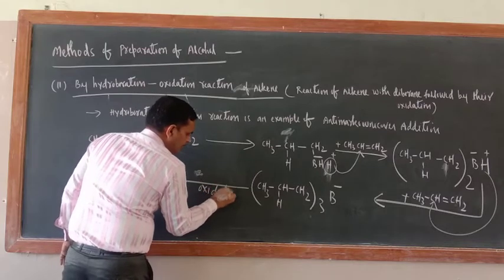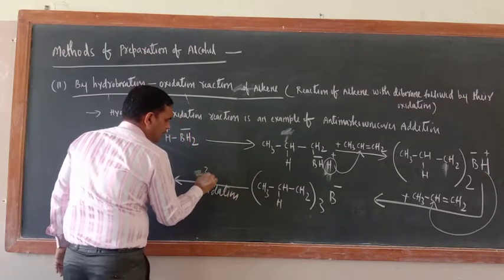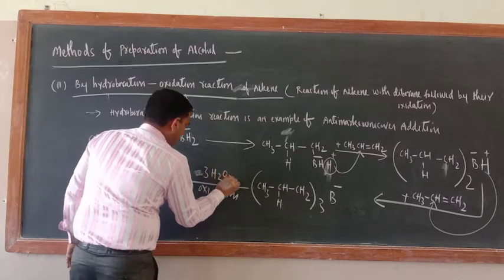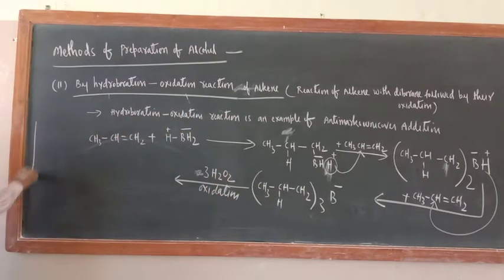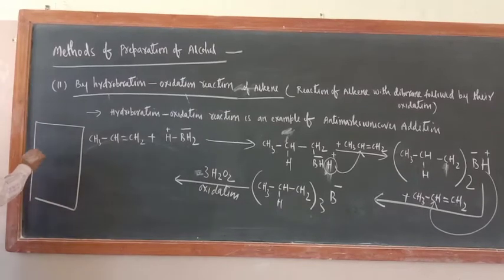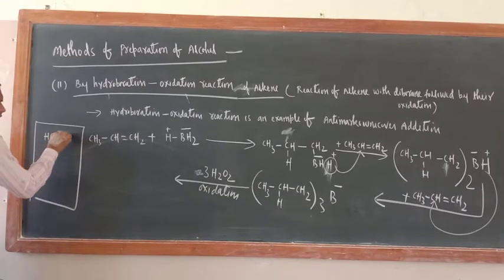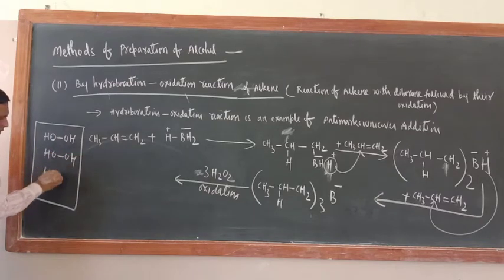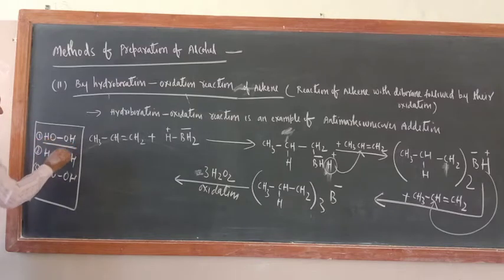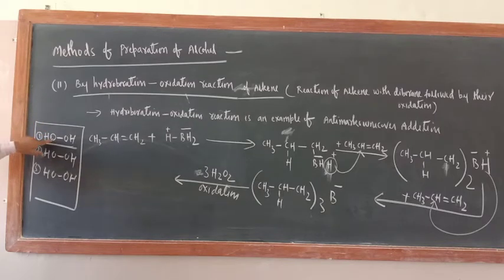Oxidation. Take 3 molecules of H2O2. So 3 molecules of H2O2 means make a box here: HOH, HOH, HOH. This is 1, this is 2, this is 3. In 1 molecule of hydrogen peroxide, how many total OH will be generated? With 1, 2 are there, so with 3, 6 are there: 1, 2, 3, 4, 5, 6.